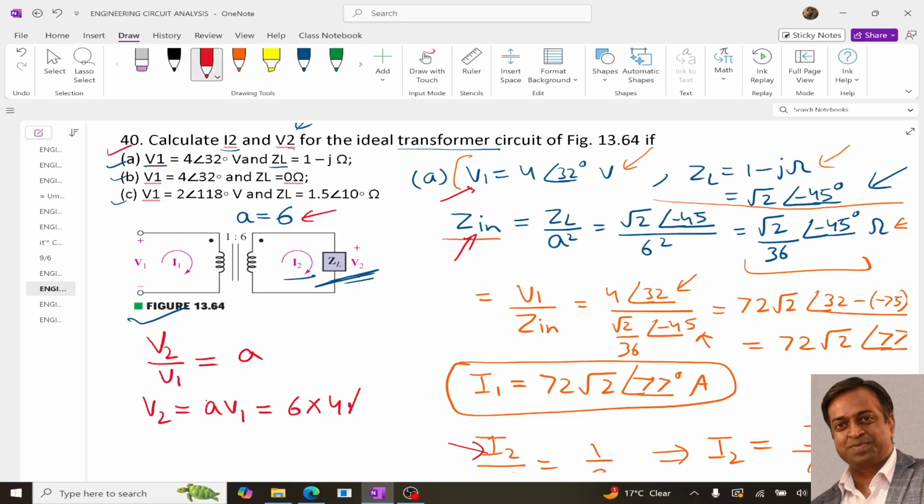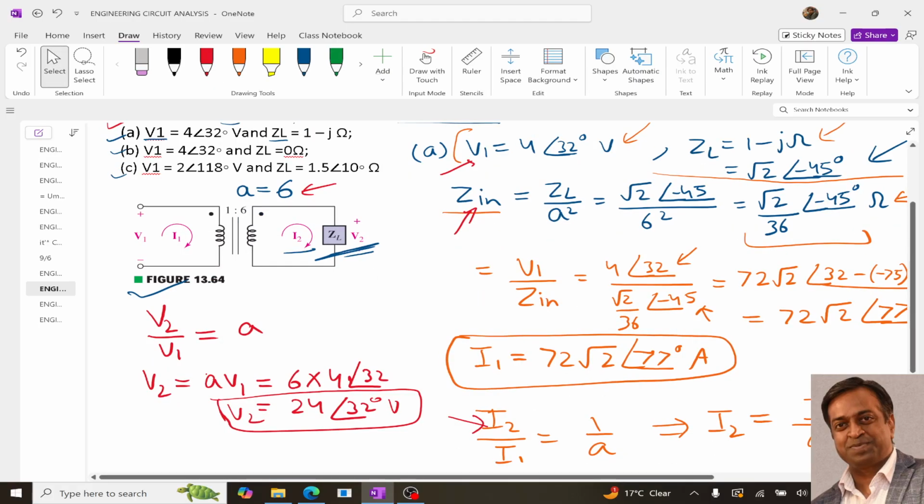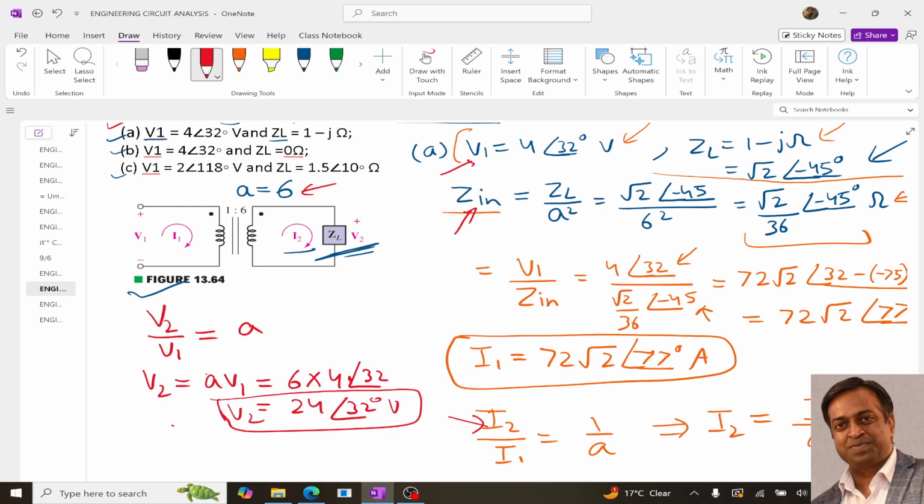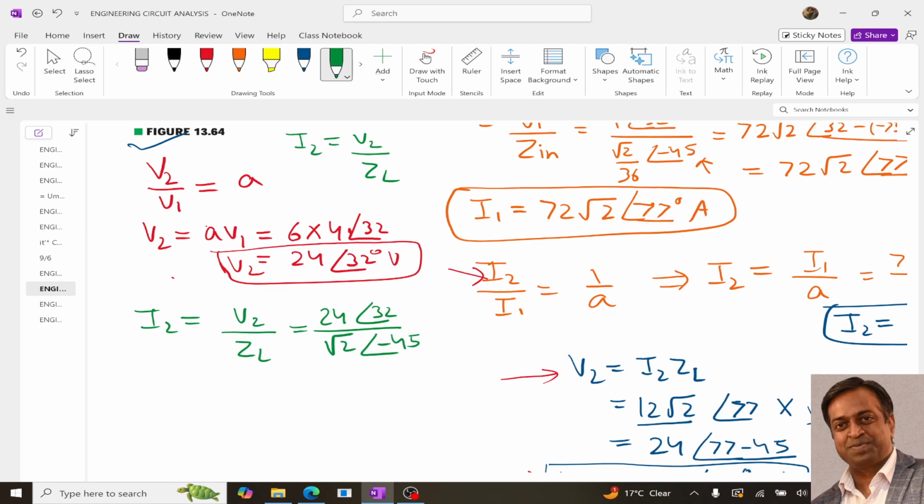Now next is I2. Since we got V2, and we know ZL because ZL is given, and we got it like root 2 angle minus 45, our I2 will be V2 upon ZL. So using this formula, I2 equals V2 upon ZL, we will get 24 angle 32, and ZL is root 2 angle minus 45. Solving this, we get I2 equals 12 root 2 angle 32 minus 45. So it is 12 root 2 angle 77 degrees. So this is I2, and we can match it with the answer. You can see 12 root 2 angle 77.